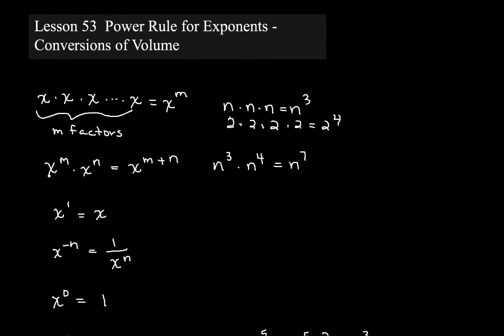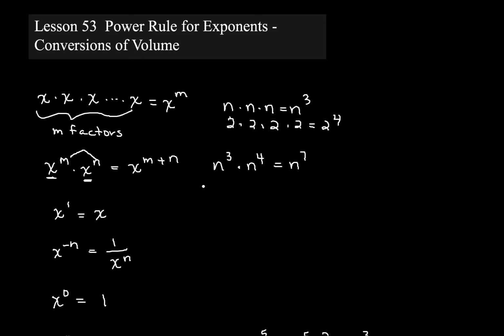The next one says if you have x to the m power times x to the n power, and the bases are the same and you're multiplying, see how the bases are the same? That means when we multiply them together, we add our exponents, because there's m x's and n x's, so altogether you're going to have m plus n x's. To put some numbers to that, if you have n to the third times n to the fourth, you're going to get n to the seventh.